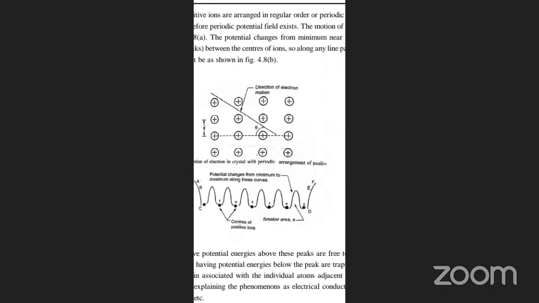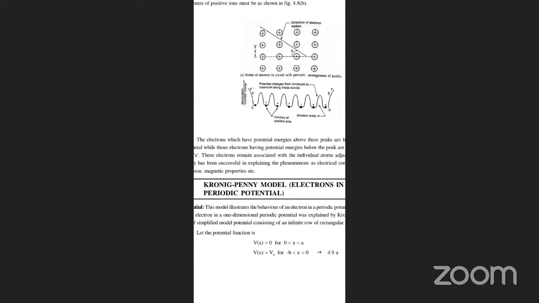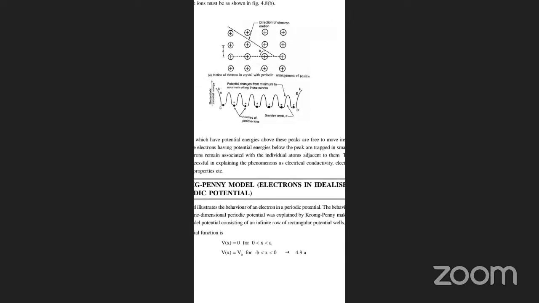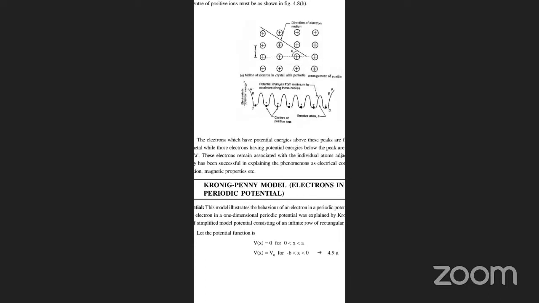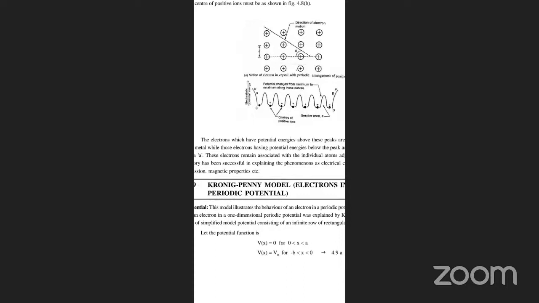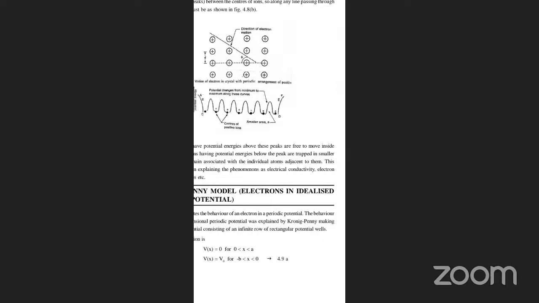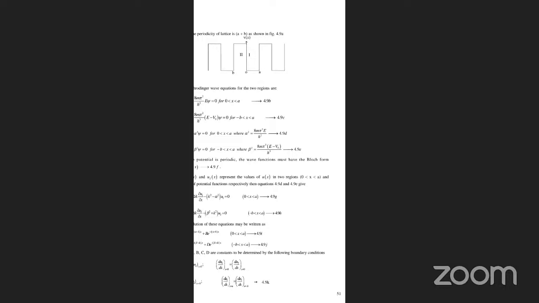Kronig-Penney model is also one of the important topics. Electrons in an idealized periodic potential. This model illustrates the behavior of an electron in a periodic potential. The behavior of an electron in a one-dimensional periodic potential was explained by Kronig and Penney, making a simplified model. The potential consists of an infinite row of rectangular potential wells. Let the potential function V of x be equal to 0 for 0 less than x less than a, and V of x equal to V0 for minus b less than x less than 0. Derivation part, we can observe that clearly. Hence, the Kronig-Penney model.